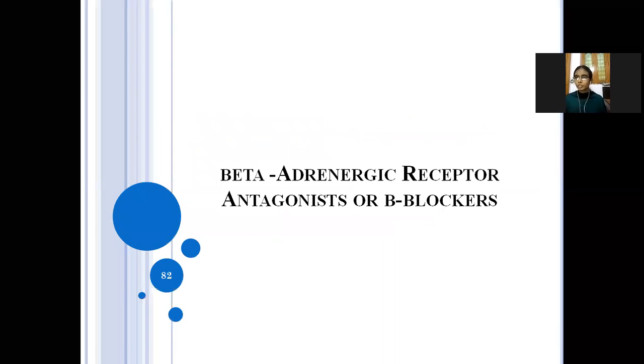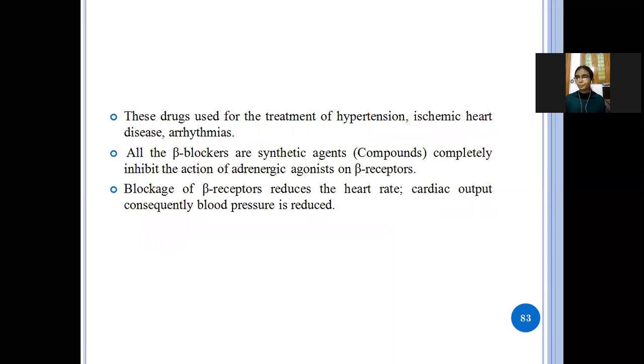So next, beta adrenergic receptor antagonists or beta blockers. This drug is used in the treatment of hypertension, arrhythmias, and ischemic heart diseases. So the beta blockers are used in the treatment of hypertension, ischemic heart diseases, and arrhythmias.